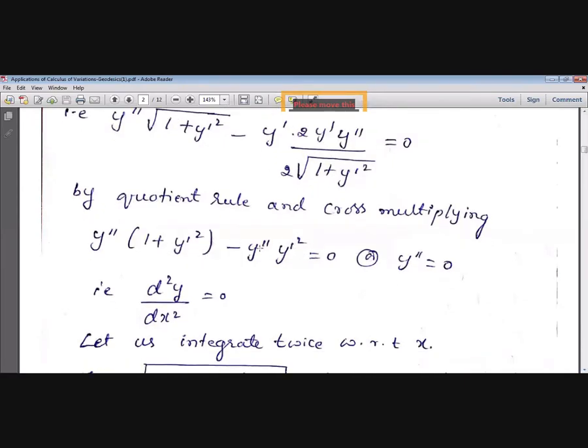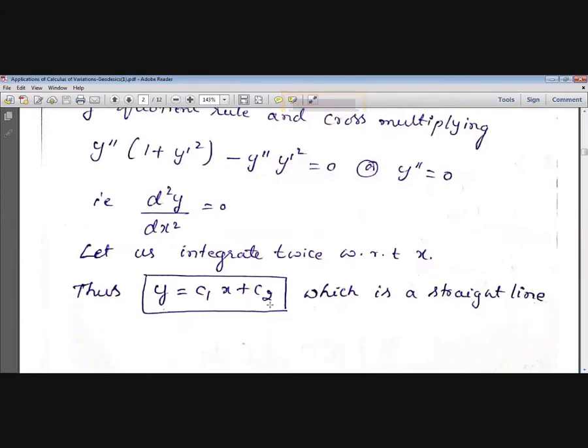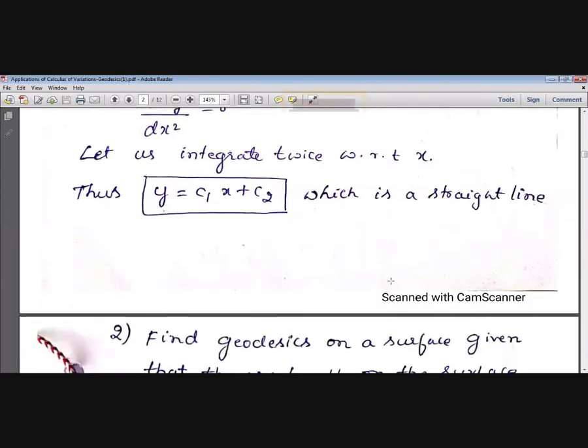Now take out y double dash common. If you take y double dash common, this will be 1 plus y dash square minus y dash square. Again, this y dash square and y dash square will get cancelled because this is plus and this is minus. So y double dash equals 0. Now integrate twice. If you integrate twice, that will become y equals c1 x plus c2, which is a straight line.